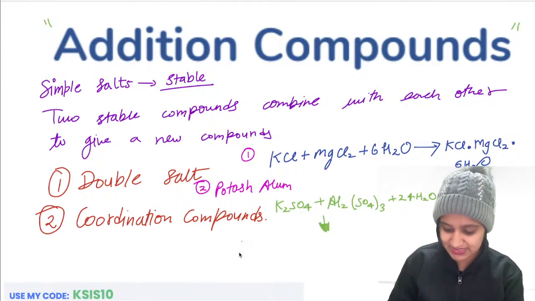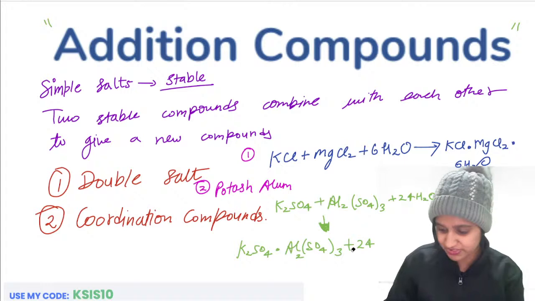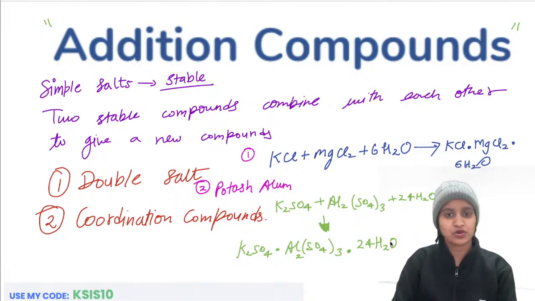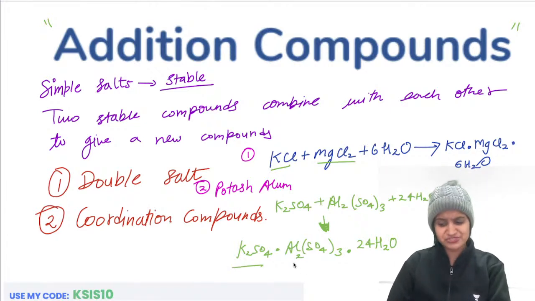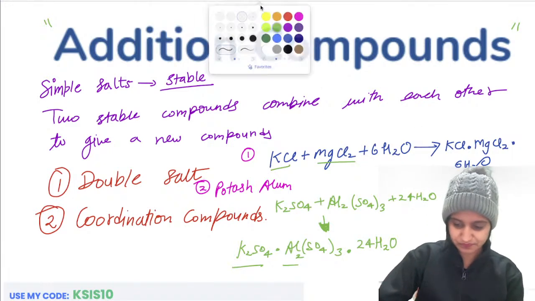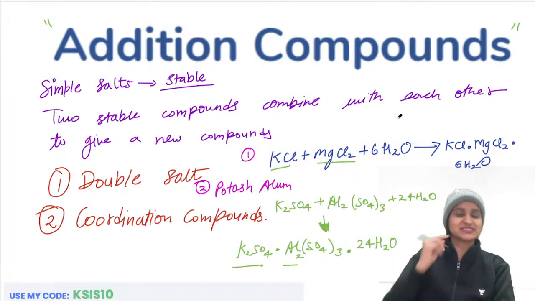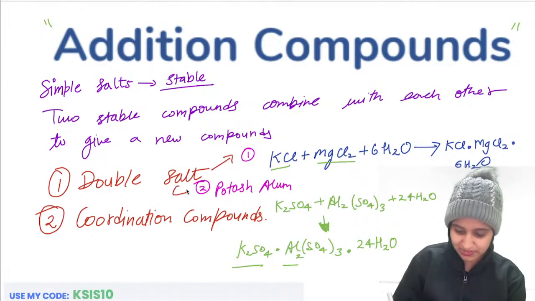So the formula for potash alum is K2SO4.Al2(SO4)3.24H2O. Alright, so this was the case of the addition compounds. When two stable salts, potassium chloride and magnesium chloride, combine together, or potassium sulfate and aluminium sulfate combine together, they give a new compound. These two examples I just discussed are double salts.